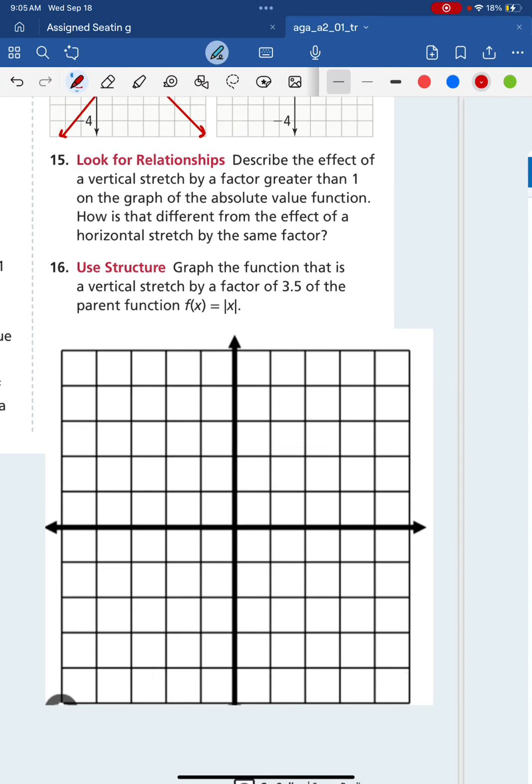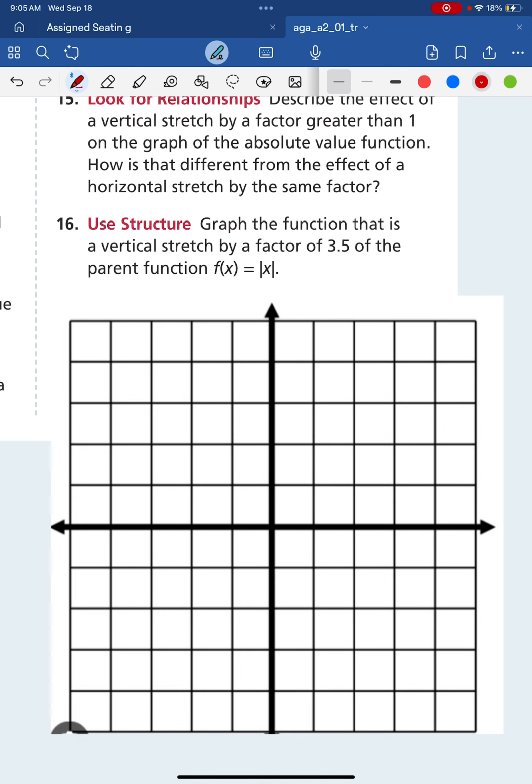All right. Now for number 16, it says graph the function that is a vertical stretch by a factor of 3.5 of the parent function f of x equals absolute value of x. Now, remember that on your chapter 1 test, you guys aren't going to be expected to graph this by hand. However, you are going to be expected to be able to identify vertical stretches and compressions, or horizontal compressions and stretches.